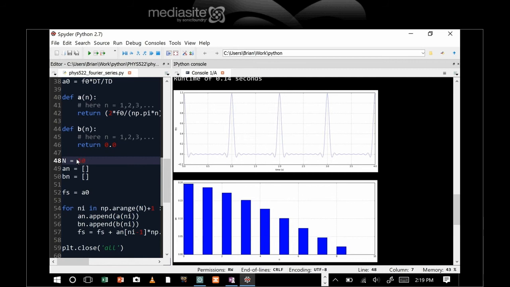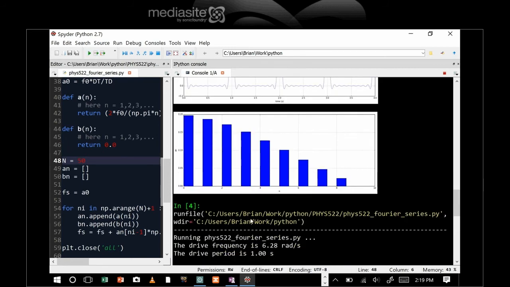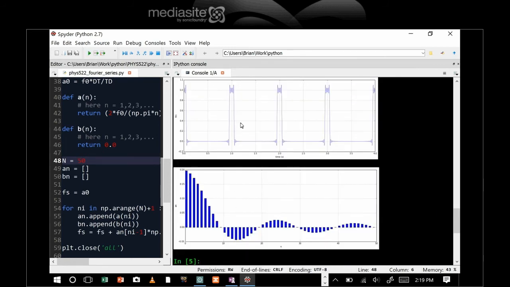Now let's do 50 terms. Now this is my square, and you notice it's getting more square. You see some wiggles here and here, but it's getting more and more square. And these are all the Fourier components. Notice as I add more terms, remember I said the sine functions go positive, negative, positive, negative. I'll come back to this graph because it's really important.